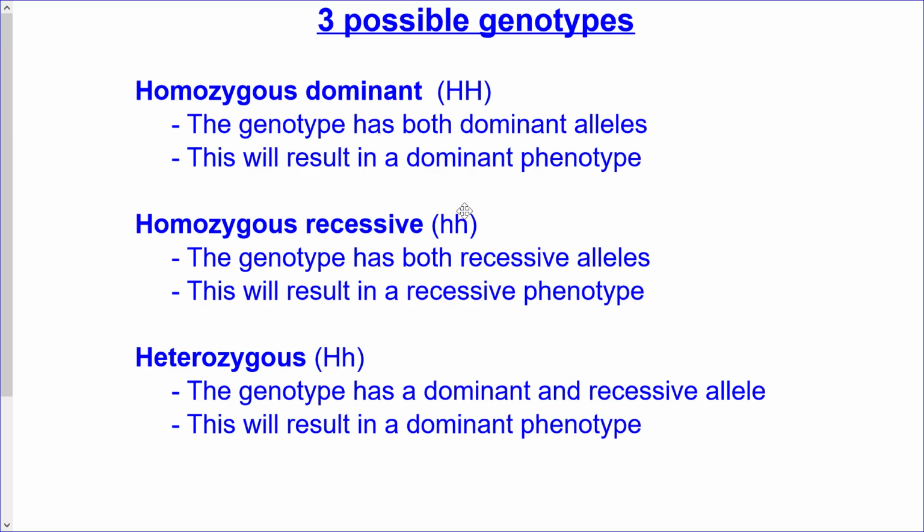If you inherit two recessive alleles for a gene, then that would be called homozygous recessive. The genotype has both recessive alleles, and this will result in a recessive phenotype. And lastly, if you inherit one of each type of allele, a dominant and a recessive, we call that heterozygous. The genotype has a dominant and a recessive allele, but because it has one dominant allele, that's going to overpower the recessive one and will result in a dominant phenotype. So it will be indistinguishable from this first one up here. This homozygous dominant phenotype will look exactly the same as the heterozygous phenotype.